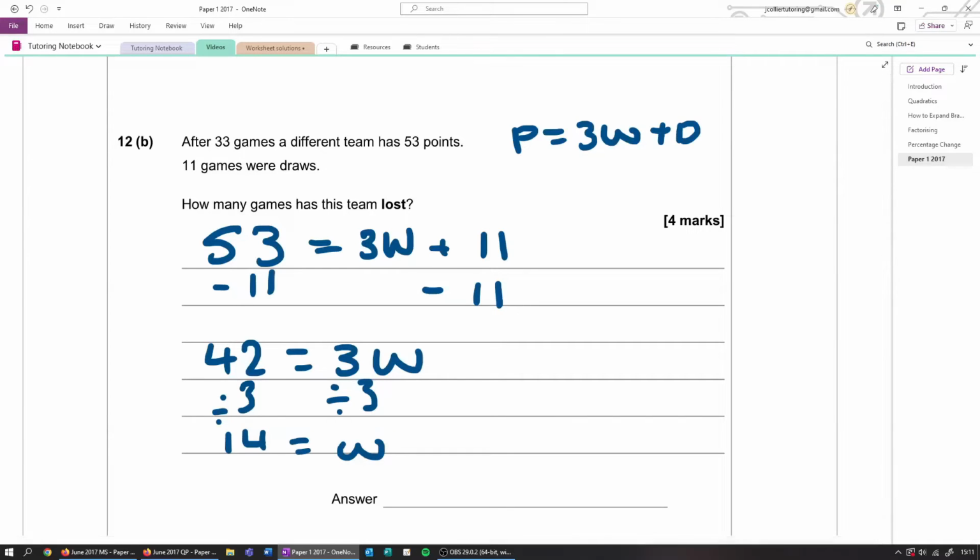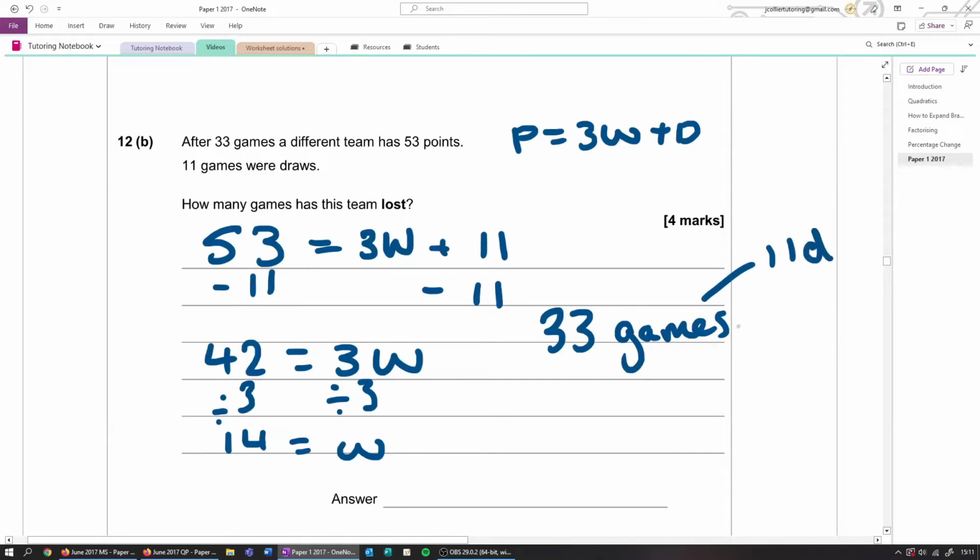No, we're trying to find how many games they have lost. So we know they played 33 games. We know 11 were draws. So 11D. There was 14 wins. So if you add them up, that's 25. So the remaining 8 must have been losses. Okay?